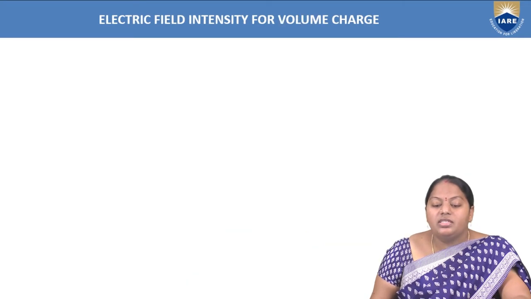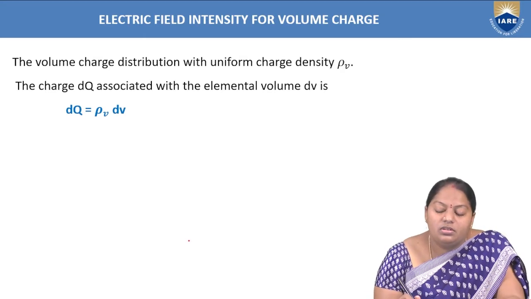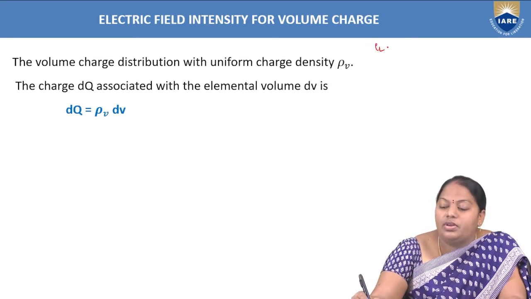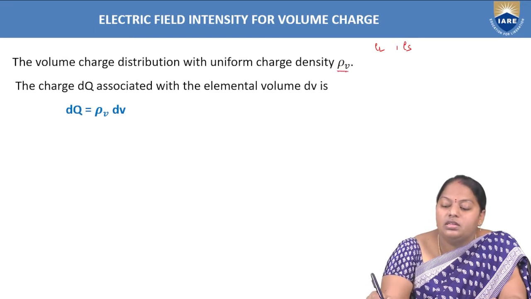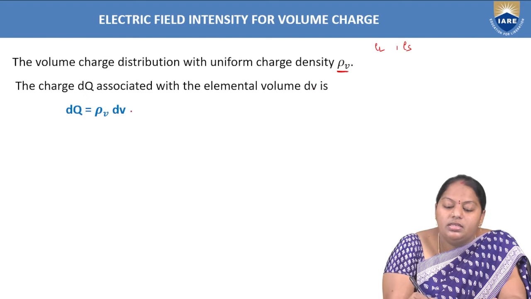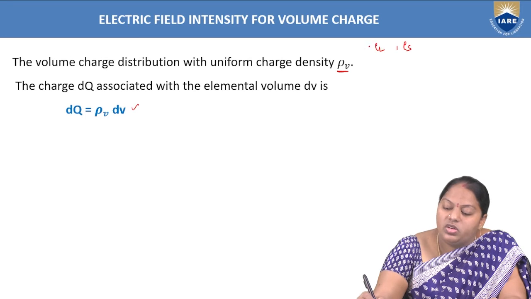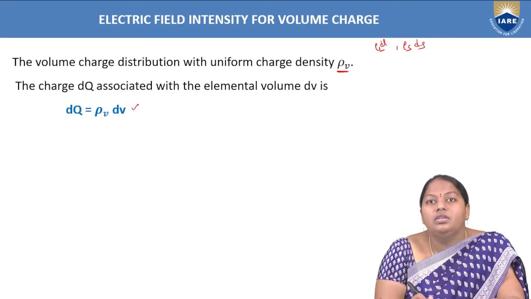And the third application of electric field intensity is due to volume charge. Right? So the volume charge distribution with uniform charge density rho v. Previously for line charge we considered rho l, and for surface charge we considered rho s. Now it is for volume, hence the charge density is given by rho v. Then the charge associated with that elemental volume dV is given by dq equal to rho v into dV. Previously we wrote rho l into dl for line, rho s into ds for surface. Now for volume, dq equal to rho v into dV.